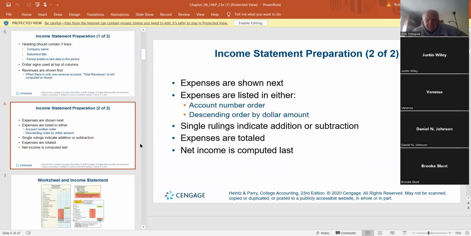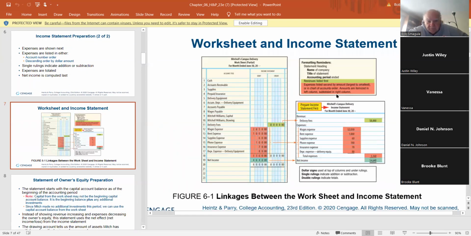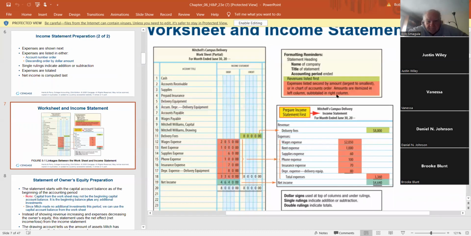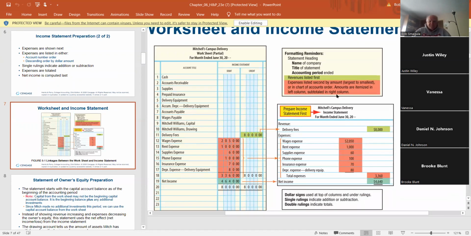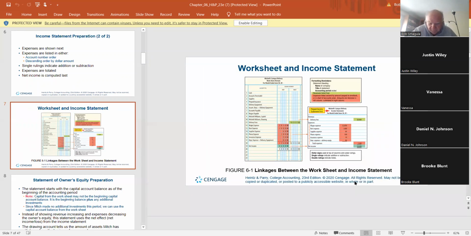Revenues are shown first on the income statement. Here they were talking about showing them in account number order and descending dollar order, which is ridiculous. Here's what I thought I was showing you a few moments ago. There's the worksheet, all adjusted. Here are the sales, $8,000, delivery fees, minus the expenses, gives you a net income of $4,640. Okay.